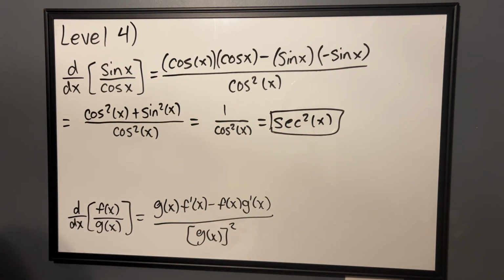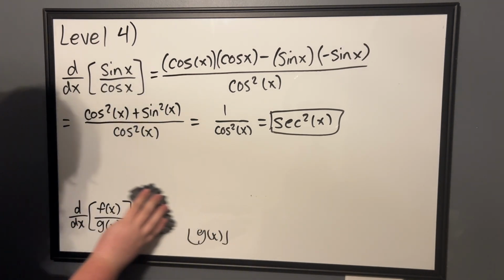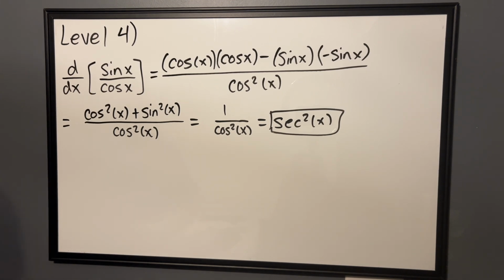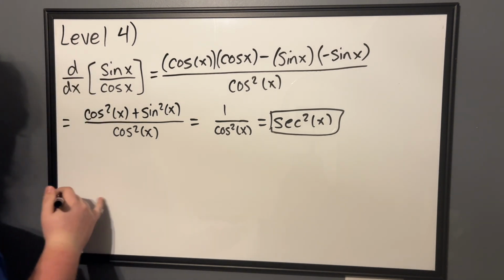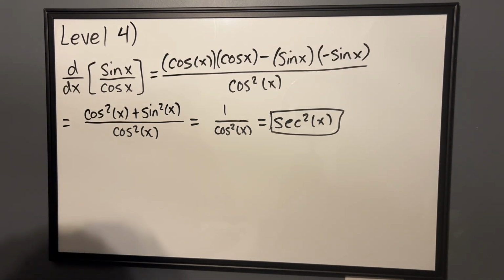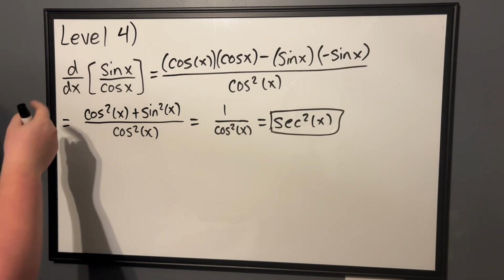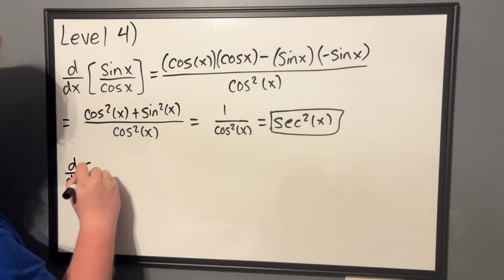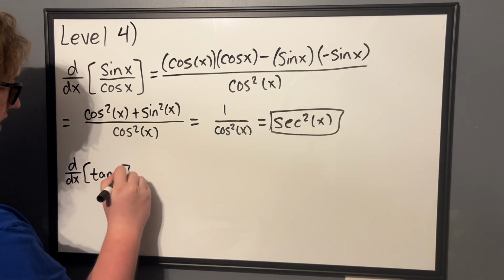Now, like I said, there's another way we can approach this question. So I'm going to erase this quotient rule down here, and I'm going to show you another way that we can approach this. So if we have the derivative of sine x over cosine x, well, remember that sine x over cosine x is equal to tangent x. So we can actually rewrite this derivative as the derivative with respect to x of tangent x.